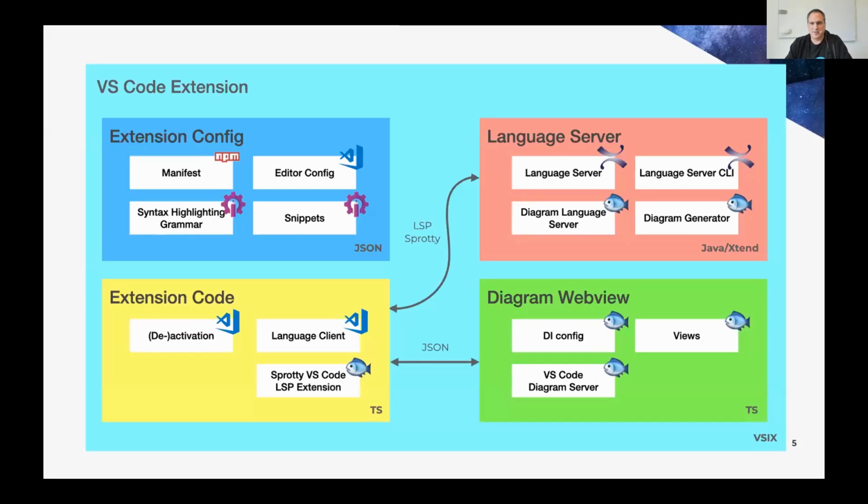So let's have a look. This is the architecture I'm going to go through. It's a bit complicated at first glance, so I will split it up in smaller parts. But what you see is that there are a lot of technologies involved. So there's NPM, there are VS Code APIs, there are TextMate APIs, and there are even Xtext and Sprotty involved. And I will come to these in more detail.